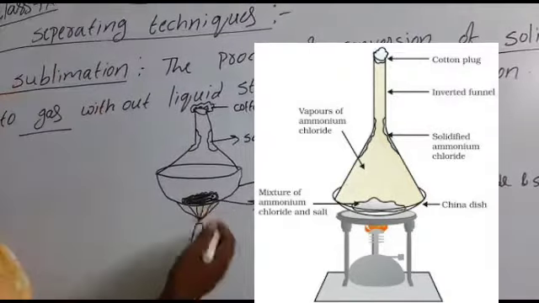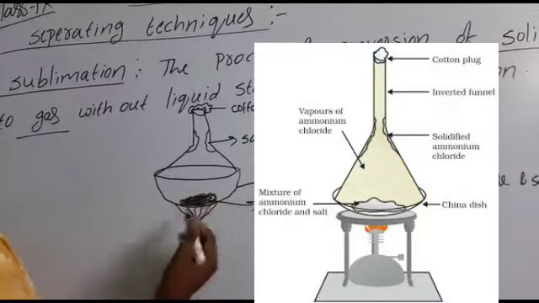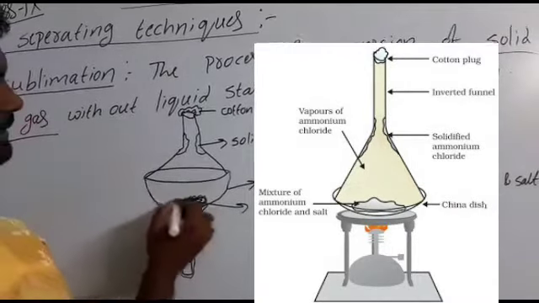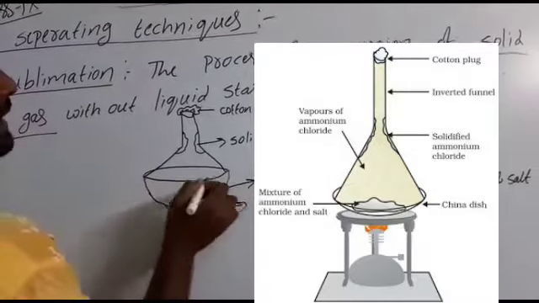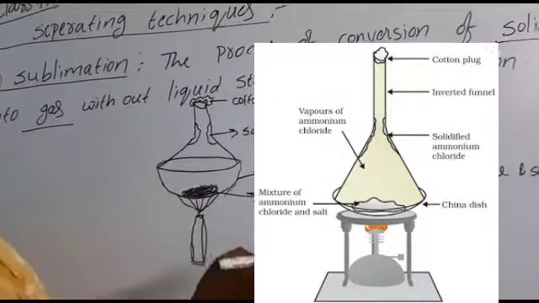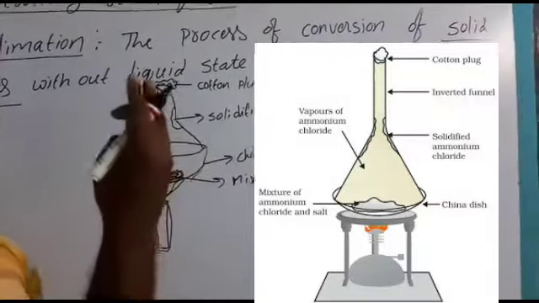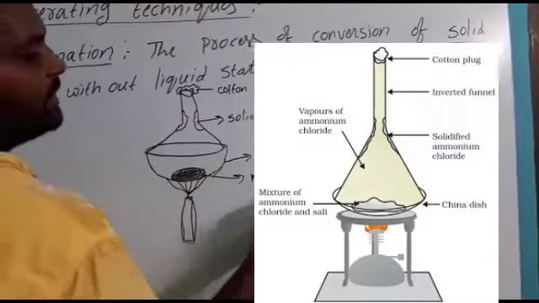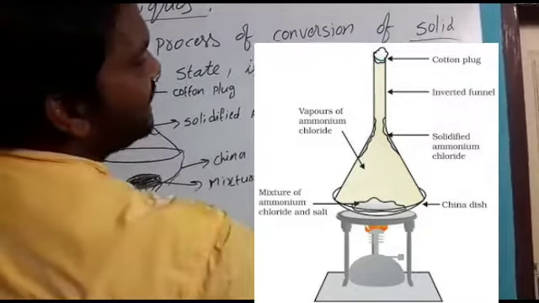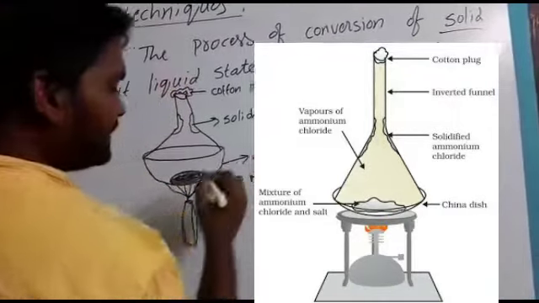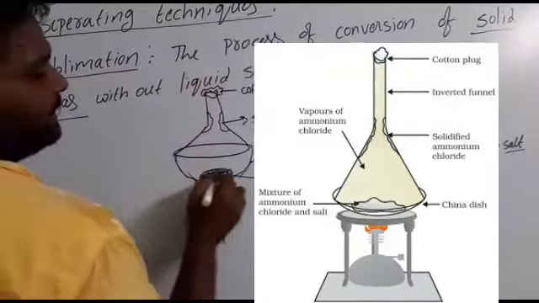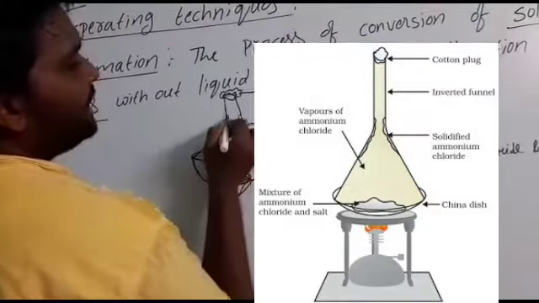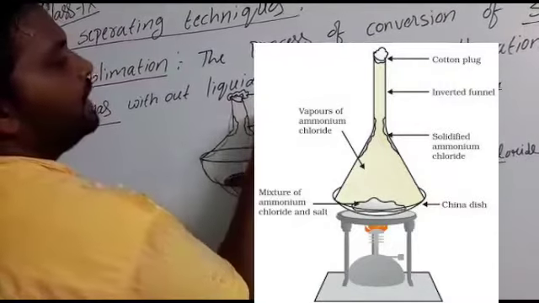See here, you already learned this sublimation process in the 7th class. Here I took one candle light. This is a china dish. In this china dish, we should take two substances. We should mix two substances, then only it becomes a mixture. So here this substance contains a mixture of ammonium chloride and salt. Two substances are there, so it is a mixture. This mixture I took in the china dish, and this is the funnel. The funnel is closed with a cotton plug.